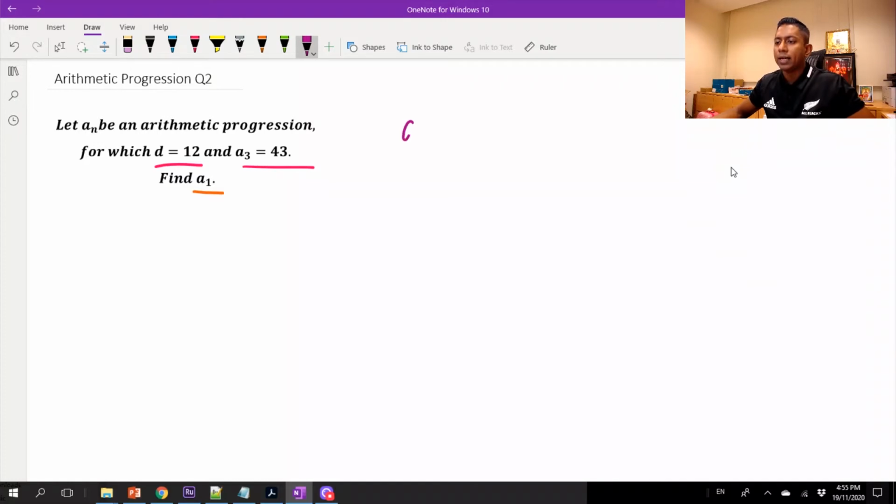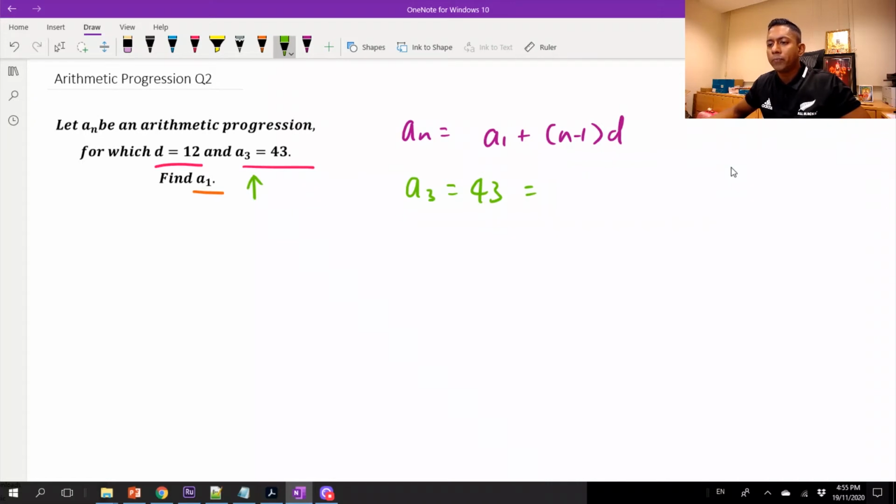That formula is an equals a1 plus (n minus 1)d. Alright, so this is the formula to find any nth term in the sequence. Alright, so how do I apply this formula now? So I'm given that a3 equals 43, which equals a1 plus (n minus 1). So in this case, n is 3. So 3 minus 1 multiplied by d, which is 12.